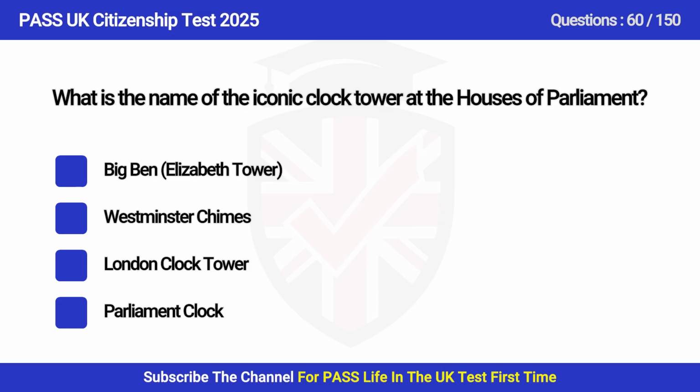Question 60. What is the name of the iconic clock tower at the Houses of Parliament? A. Big Ben Elizabeth Tower, B. Westminster Chimes, C. London Clock Tower, D. Parliament Clock.